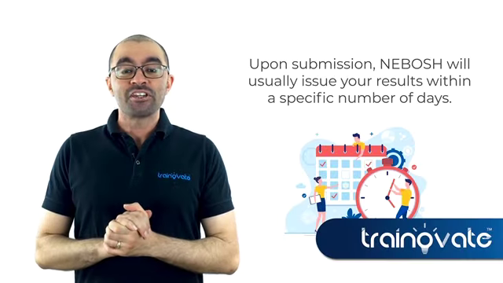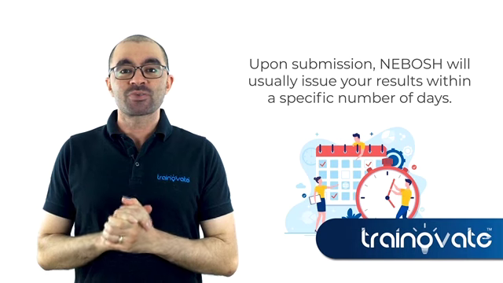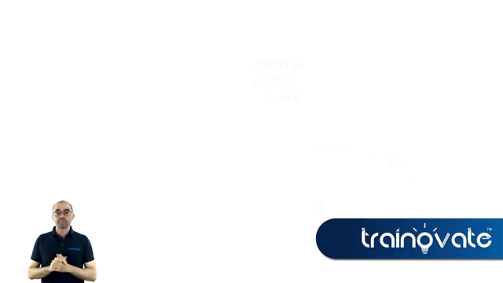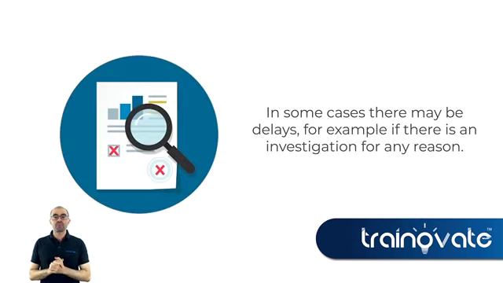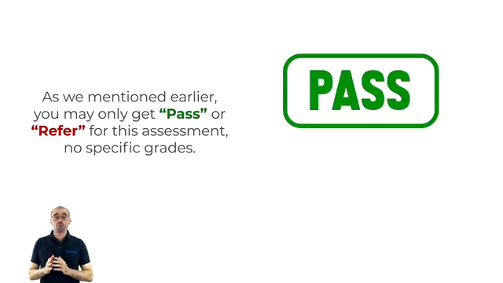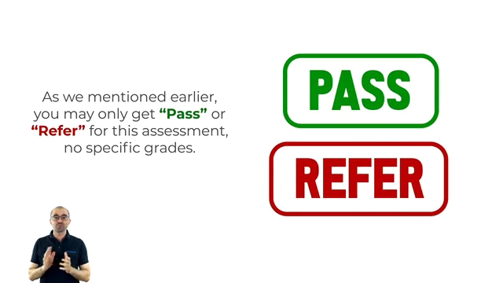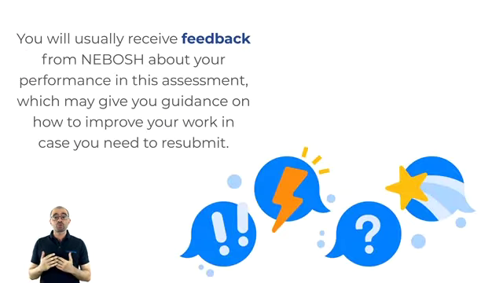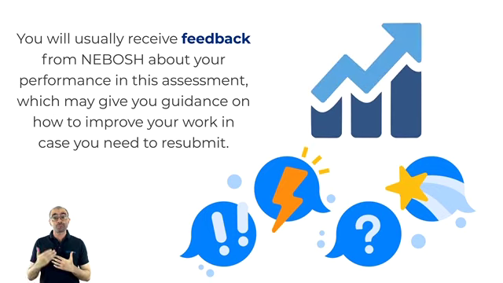Upon submission, NEBOSH will usually issue your results within a specific number of days. In some cases, there may be delays, for example, if there is an investigation for any reason. As we mentioned earlier, you may only get pass or refer for this assignment, no specific grades. You will usually receive feedback from NEBOSH about your performance in this assessment, which may give you guidance on how to improve your work in case you need to resubmit.